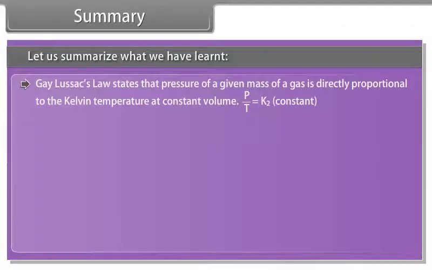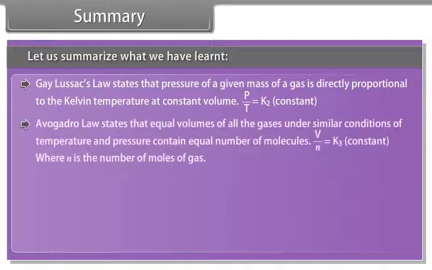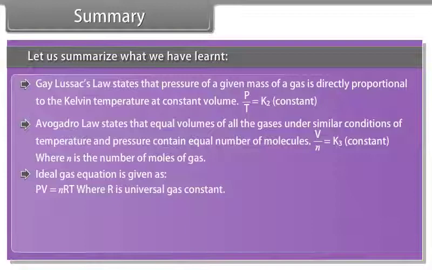Gay-Lussac's law states that pressure of a given mass of a gas is directly proportional to the Kelvin temperature at constant volume. P/T = K2 is constant. Avogadro's law states that equal volumes of all gases under similar conditions of temperature and pressure contain equal number of molecules. V/n = K3 is constant, where n is the number of moles of gas. Ideal gas equation is given as PV = nRT, where R is the universal gas constant.